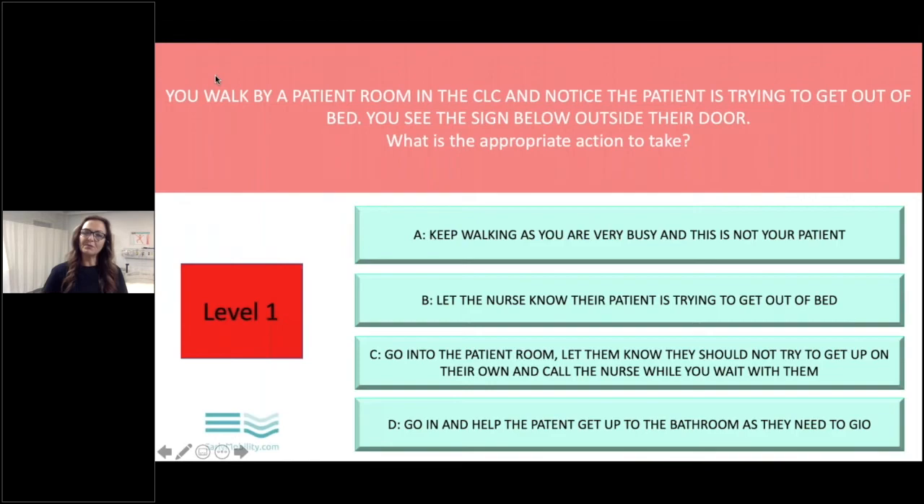You walk by a patient room in the CLC. You notice the patient is trying to get out of bed, and you see this sign below outside their door. What is the appropriate action to take?